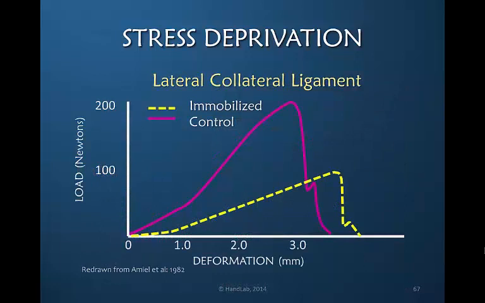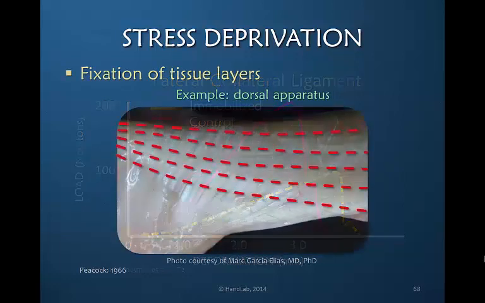Here in a drawing from Woo and colleagues, we look at the pink line, which is the control subject, which has not been immobilized, in comparison to the immobilized subject. And we can see at a much lower load, the immobilized lateral collateral ligament fails, whereas the unimmobilized limb can tolerate more than twice as much stress or load before it fails, clearly showing the increased strength of tissue that undergoes movement.